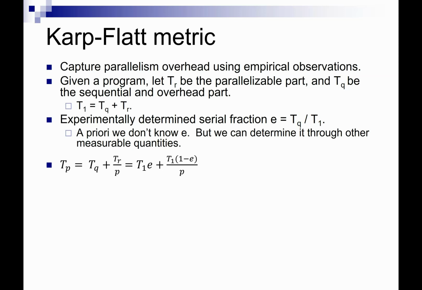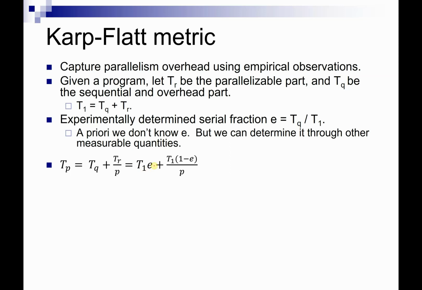Okay, so let's do some equations over here. If we set TP to be the running time using P processors, then this is going to be equal to, again, this overhead plus sequential part, which is TQ. And then for the parallelizable part, this is going to be TR, which is how much is parallelizable divided by P, the number of processors we're using.